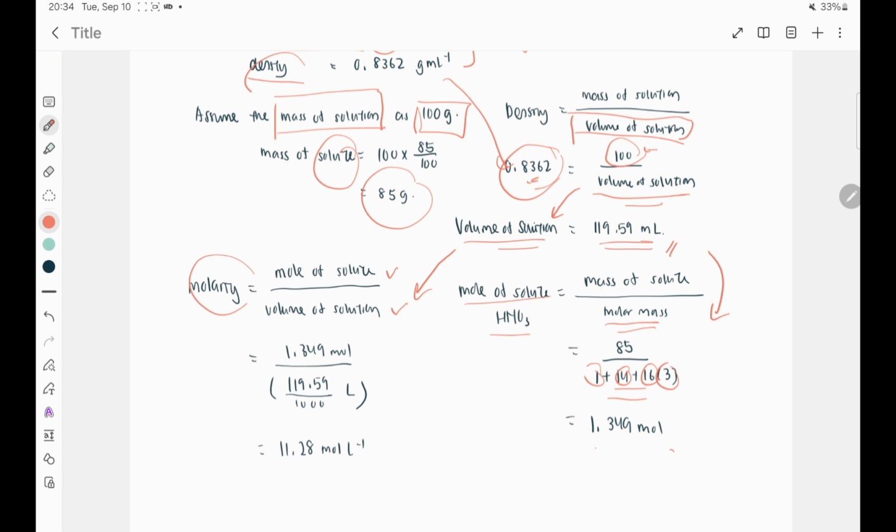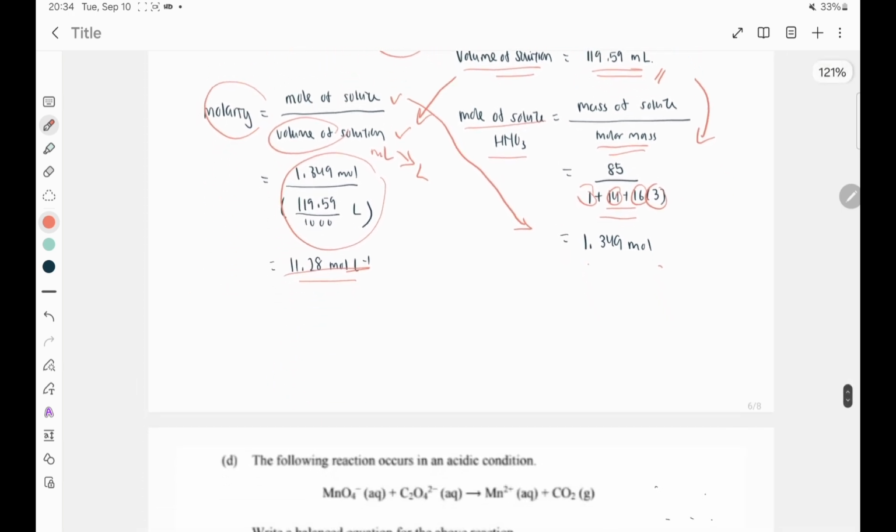So what is the mole of solute? We already have it here. So we can get our answer, but remember to change the volume of solution from ml to liter. Then you'll get this answer. That's it for part C.